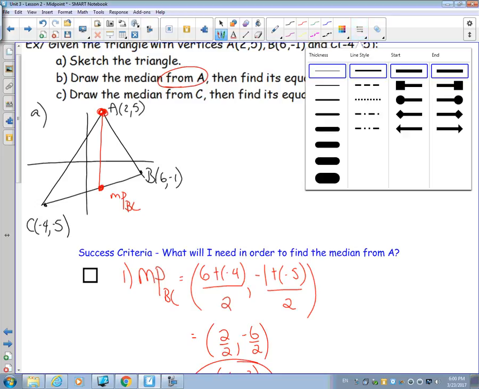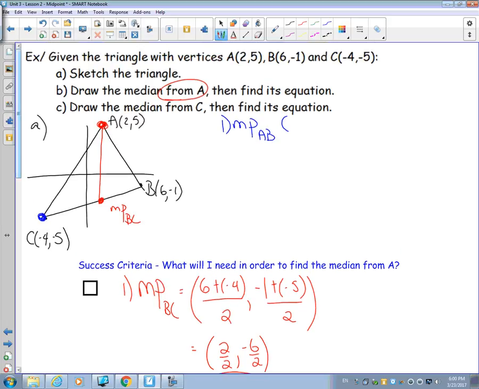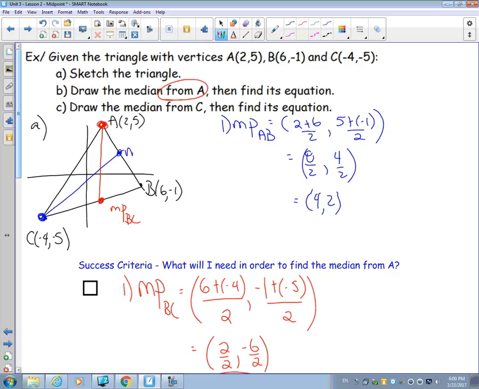Okay, first thing I need for a median from C: I know where it starts, but I don't know where it ends. So I'm going to find the midpoint of the opposite side. That would be AB. Let's find that. What do we get for AB? We're going to do 2 plus 6 over 2 and 5 plus negative 1 over 2. That's going to give us 8 over 2 and 4 over 2, or in other words, (4, 2). So it starts there, it ends over here. Here is the median from C.